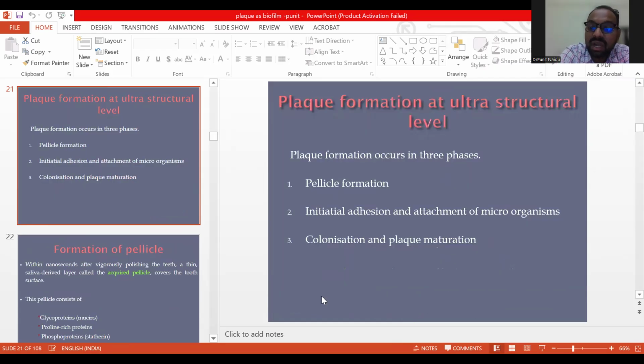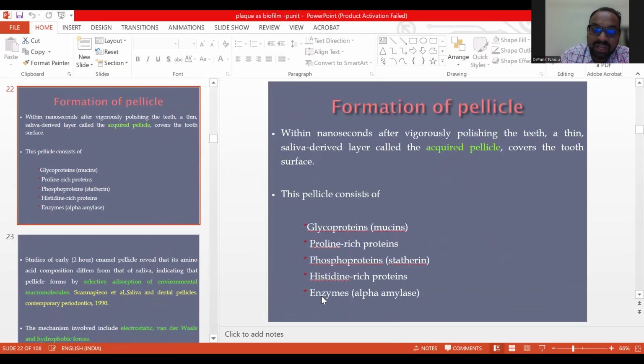Plaque formation occurs in three phases. The first one is pellicle formation, the second is initial adhesion and attachment of microorganisms, and the third one is colonization and plaque maturation.